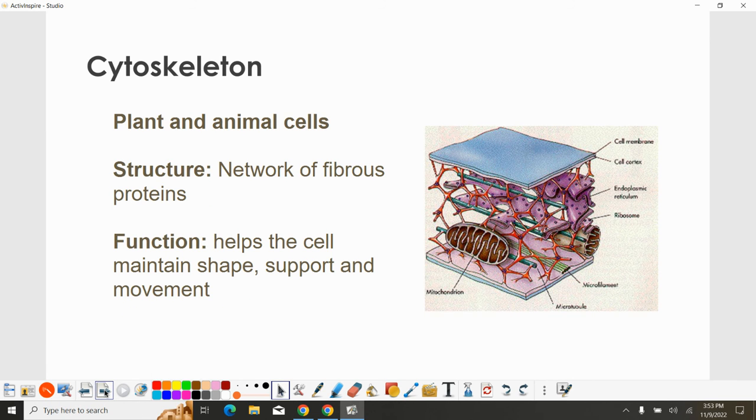Last structure is the cytoskeleton. It's this red web-like structure that you see running through the cell. It's within the cytoplasm. It helps support and maintain the shape of the cell. It supports the organelles, keeps them in place, keeps them from moving around. And it's used for movement of these organelles when the cell divides. Again, provides some support and structure to everything.